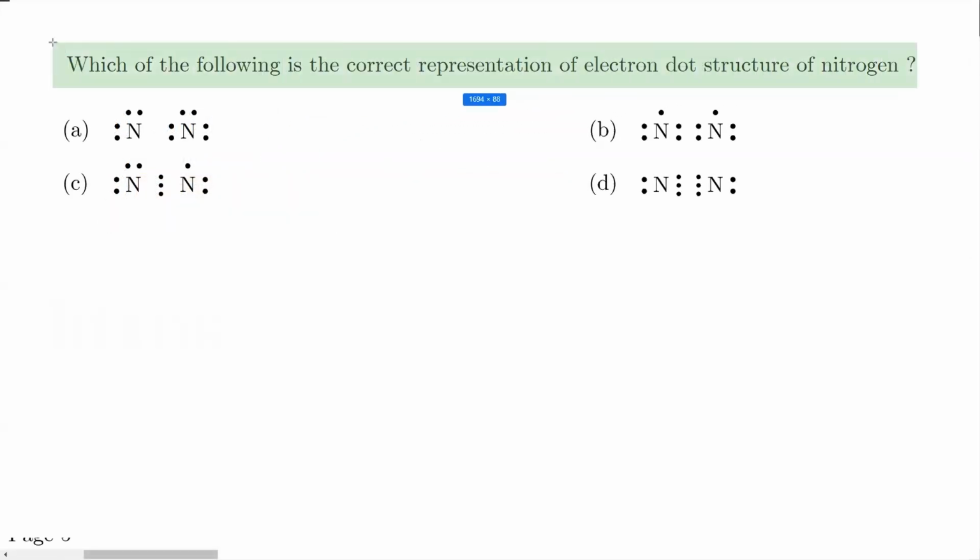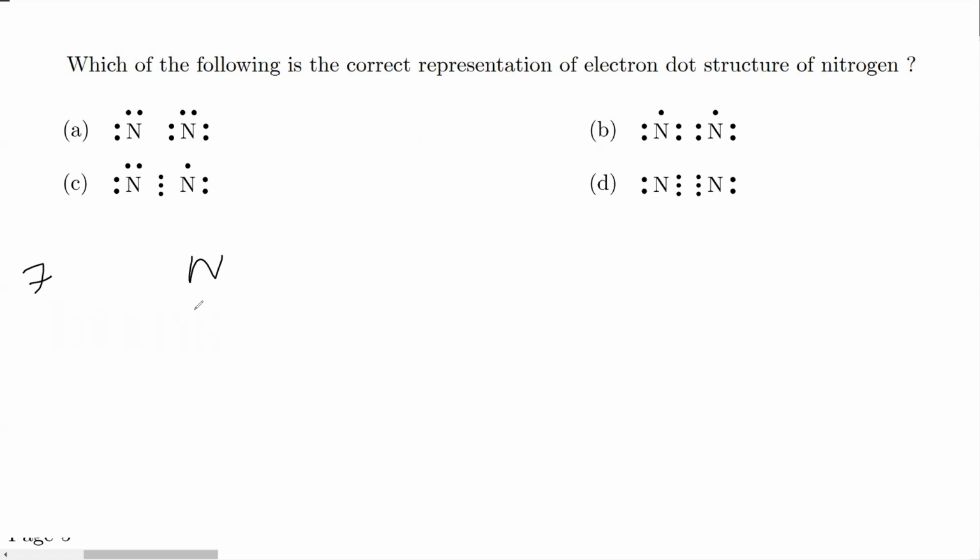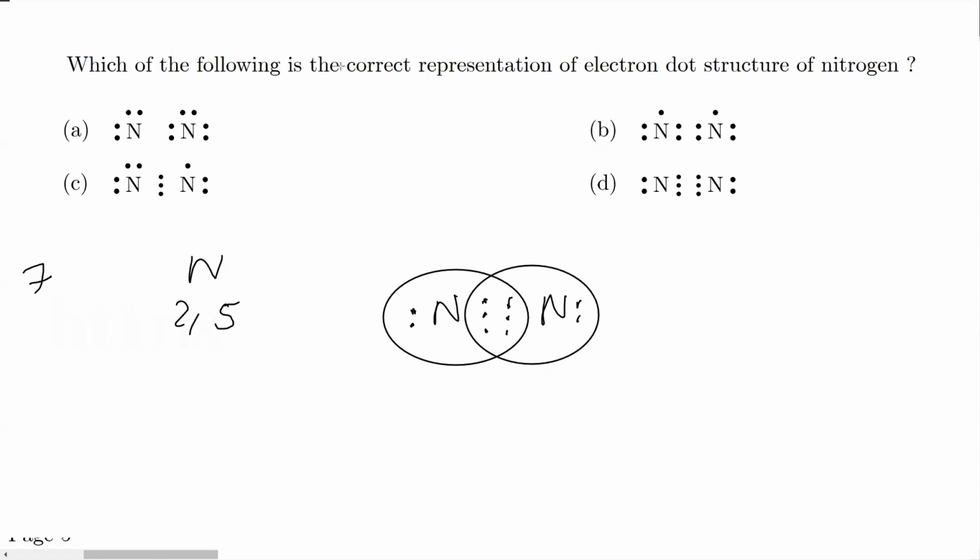The next question from the chapter Carbon and its Compounds says, which of the following is a correct representation of the electron dot structure of nitrogen? So what we know about nitrogen is that nitrogen has atomic number 7. So the configuration is what? 2, 5. That means it has 5 electrons in the outermost shell and it needs 3 more. So what nitrogen does, it keeps 3 electrons to be shared and 3 with itself. Another nitrogen, same thing, 3 electrons over here to be shared and 3 over here. Now we can figure out that this way it will have 8 electrons and this has 8. So you can see from here that these are the shared pairs of electrons.